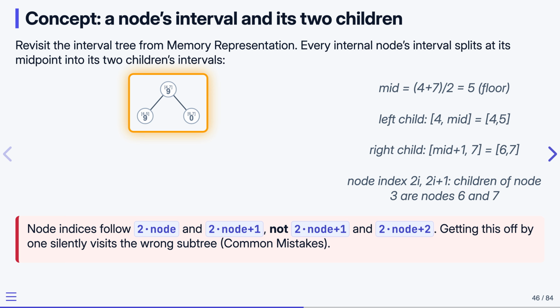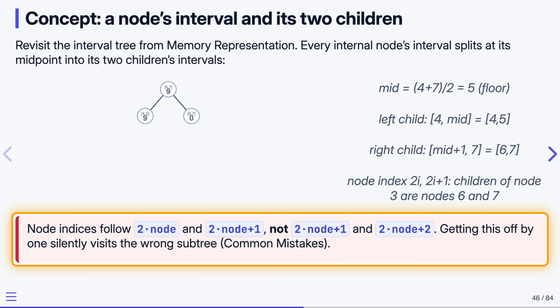The children also have index numbers. For a node numbered i, the children are 2 times i and 2 times i plus 1. So the children of node 3 are nodes 6 and 7. Watch this carefully. The child indices are 2 times node and 2 times node plus 1. They are not 2 times node plus 1 and 2 times node plus 2. Getting this off by 1 quietly sends you into the wrong subtree.